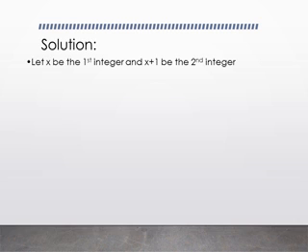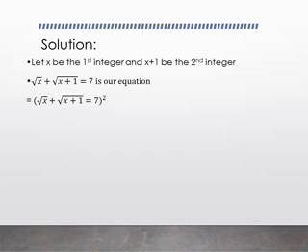In our solution, let x be the first integer and x plus 1 be the second integer. Square root of x plus the square root of x plus 1 is equal to 7 is our equation. So just try to go back to our problem. It says that we need to find the two consecutive numbers whose sum under the root is 7. So in the steps in solving the equation, first is to eliminate the radical sign. So let's raise the equation to the power of 2.